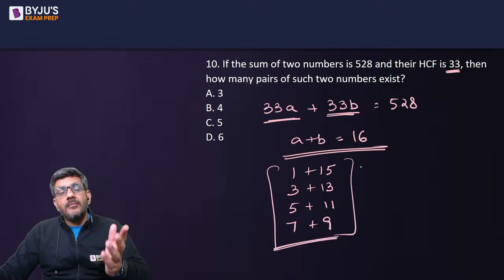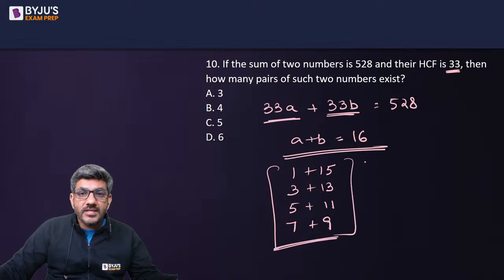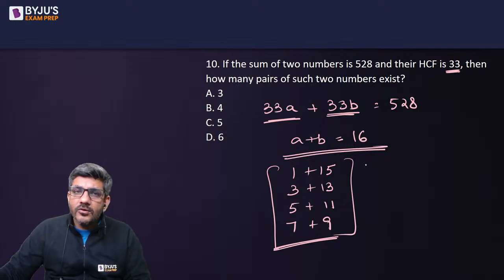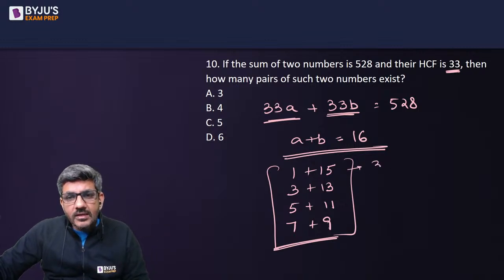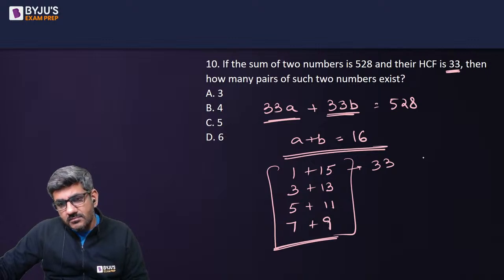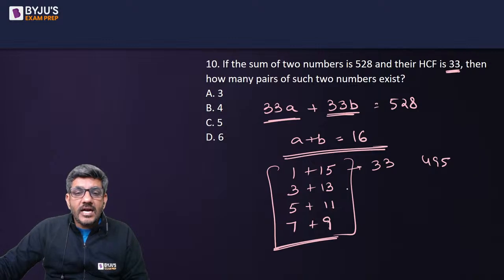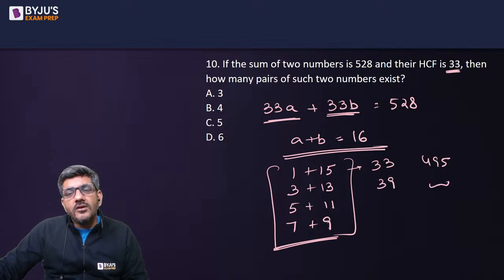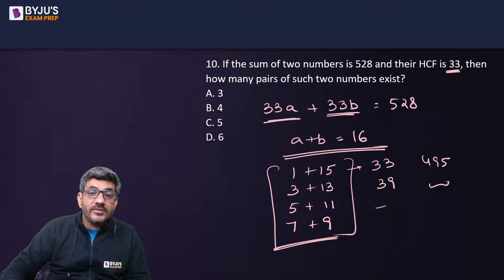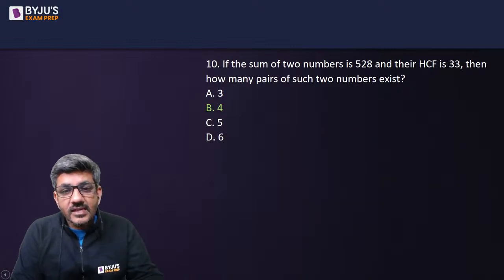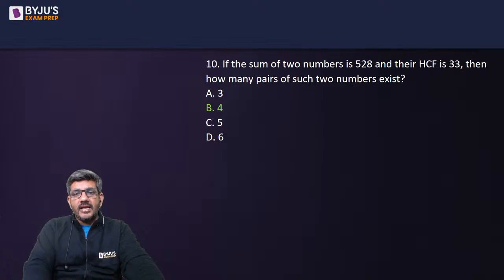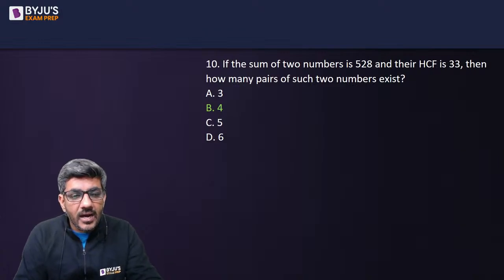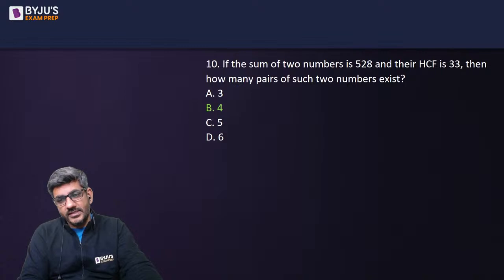So A and B can be 1 and 15, 3 and 13, 5 and 11, 7 and 9, or by multiplying 33 with them, you can find out the numbers. For example, 33 into 1 is 33, 33 into 15, I do not know what that is, I think some 495 or something. So that way you'll find the other numbers as well. 33 into 3 is 99, 33 into 13. So that way you can find out four pairs of numbers such that their sum is 528 and the HCF is 33. And I see Abraham had already given the right answer to this question.